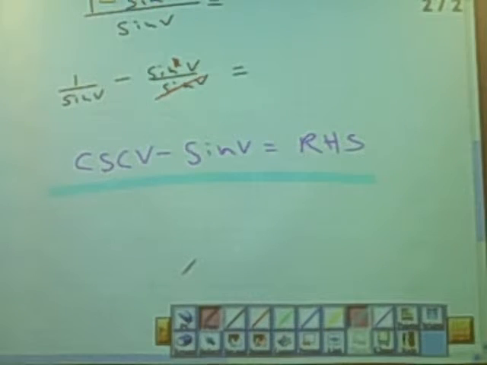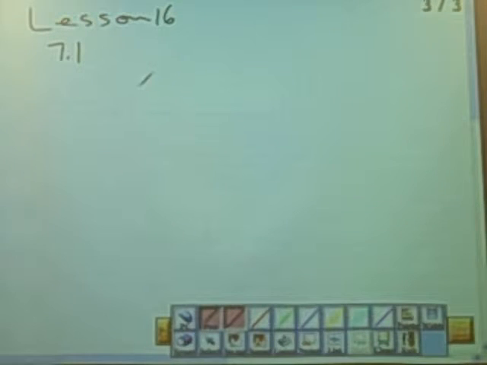Okay, that's lesson 15. Now let's take a look at lesson 16. And that's continuation of 7.1. And this is more trig identities.